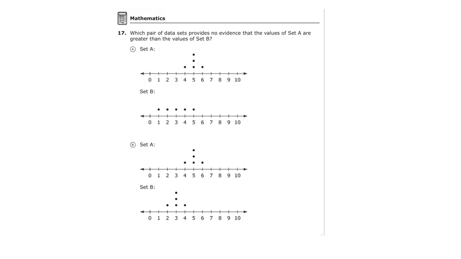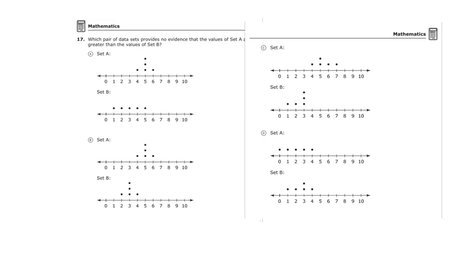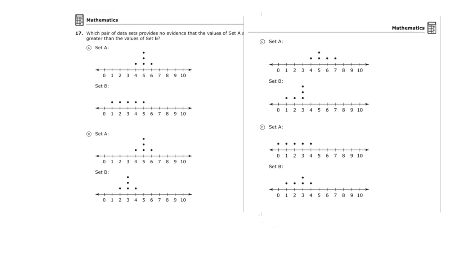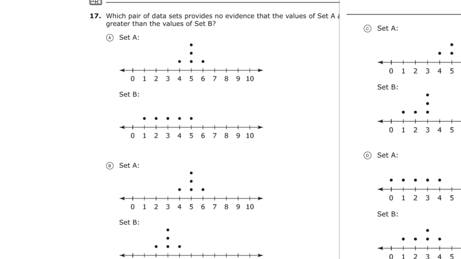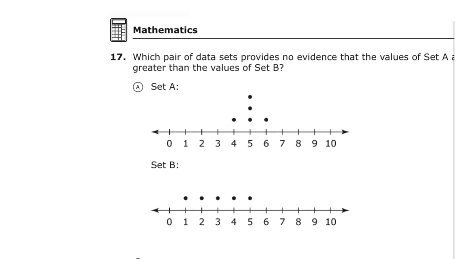Which pair of data sets provides no evidence that the values of set A are greater than the values of set B? Okay, so interesting. These are the other answers. I think the most important thing with this is to understand what these dot plots are communicating. So for my student watching, let's only look at answer choice A and analyze what this is communicating.